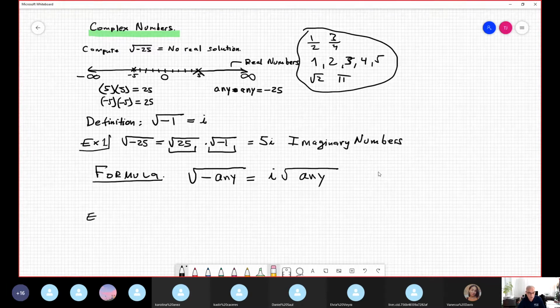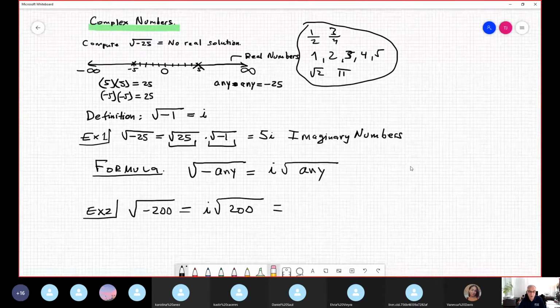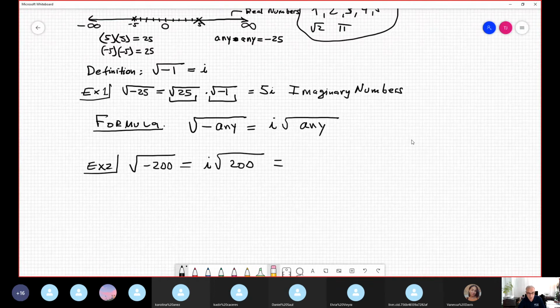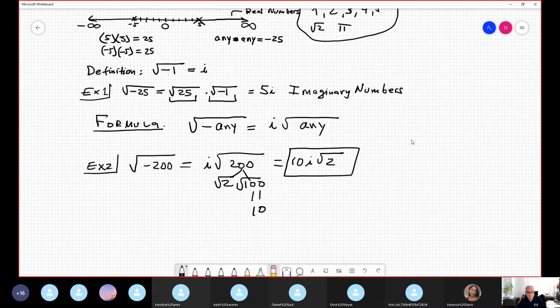Now example 2 is similar. Example 2 is square root of negative 200. Well, I know I times square root of positive 200. Unfortunately, 200 is not a perfect square number like 25. But you break it down into 2 and 100. And square root of 2 and square root of 100. Square root of 100 is 10. Entonces 10 out, I out, and 2 stays inside the radical, and this is the final answer.